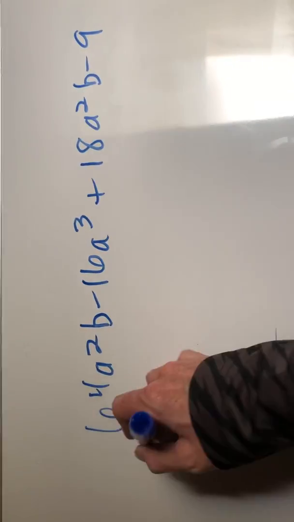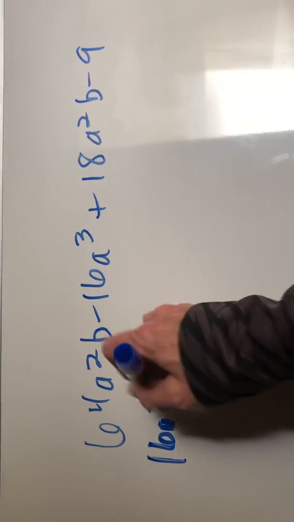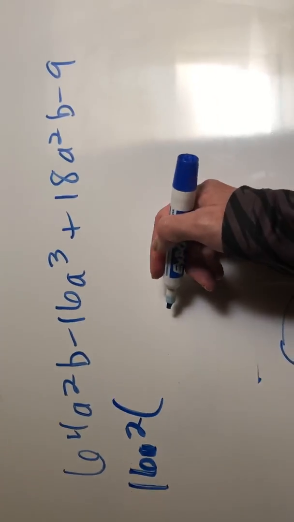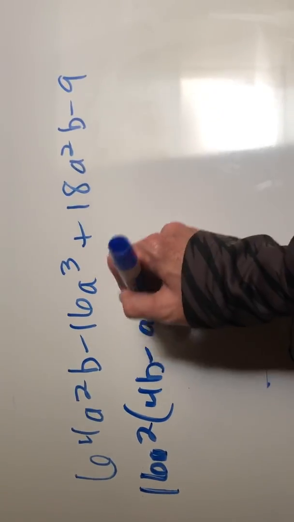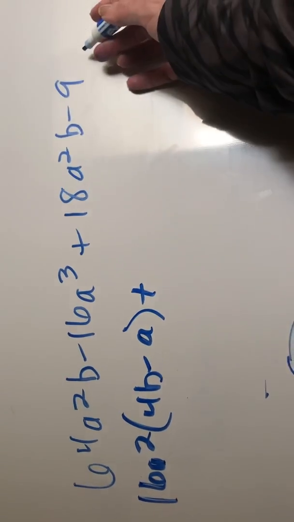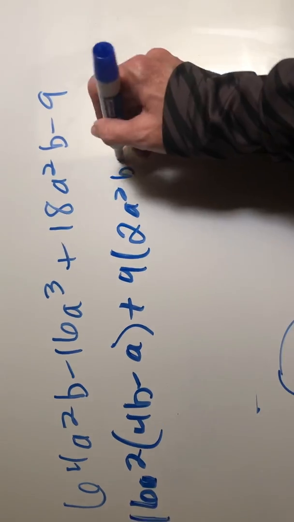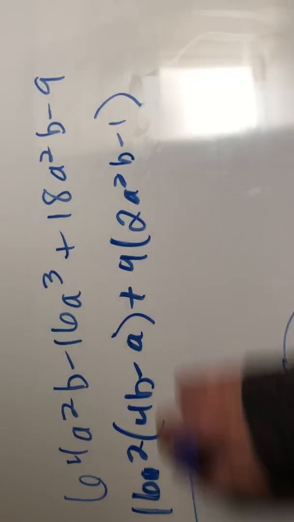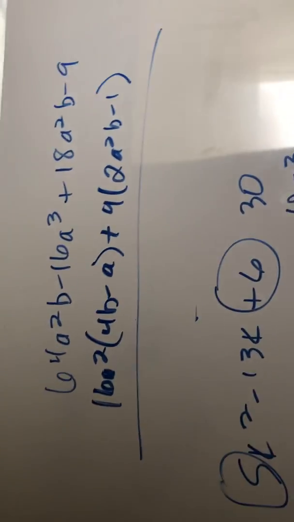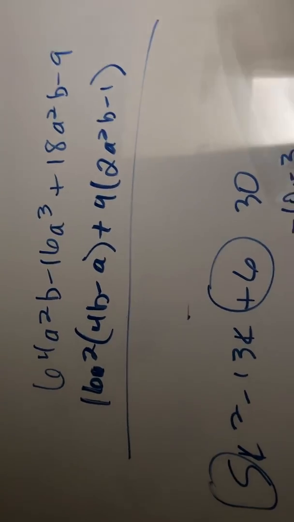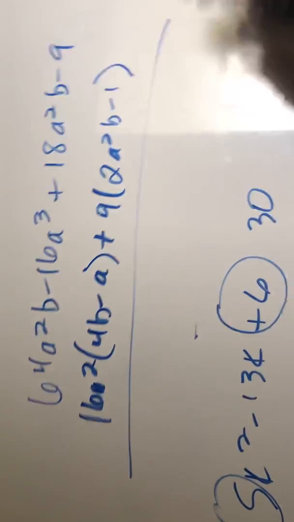So here I can take a 16a squared out of both of them. That would leave 4b minus a. Then out of the second two, all I can do is take out a 9. And that leaves 2a squared b minus 1. And that's all you can do. You can't do anything else. So if you can't do anything else, don't do anything else. Leave it just like that. Leave it factored just like that.